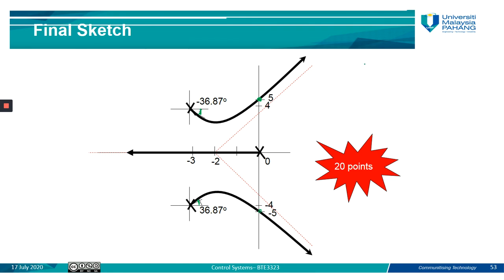So the first rule is the number of branches. The number of branches or segments here is 3. This is 1, 2, 3. So 3 branches. The second one is about symmetry. We said root locus is symmetric around the real axis. So this is the real axis. We have a part here and the part is the same as here. So it is symmetric.